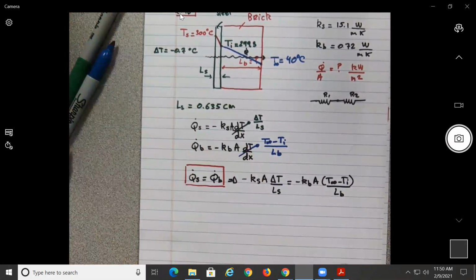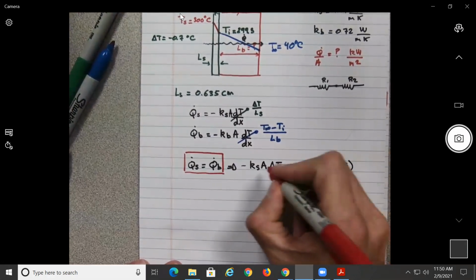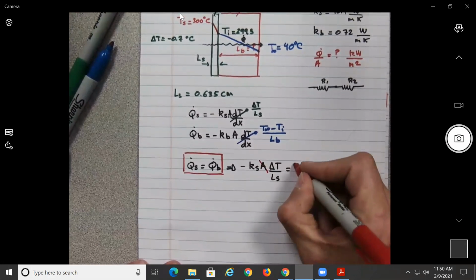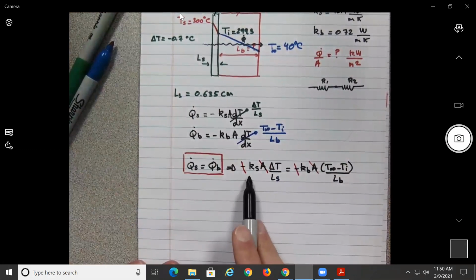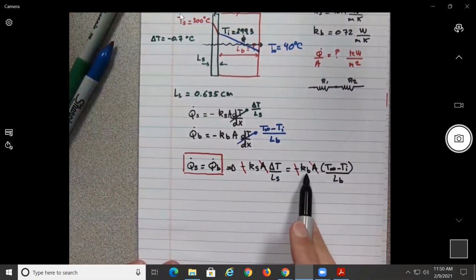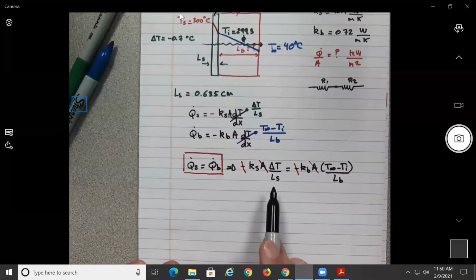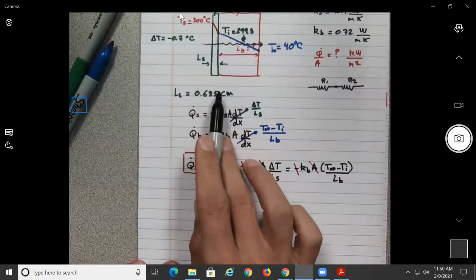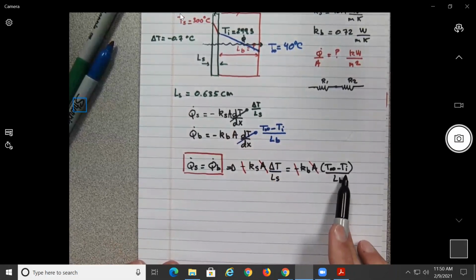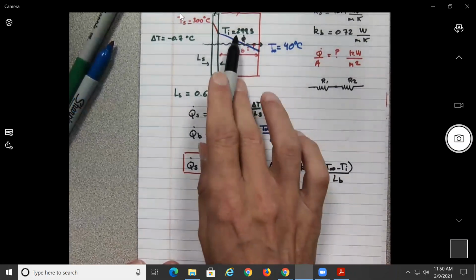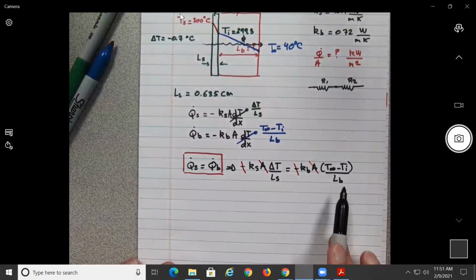So basically, we are almost done with this problem. We just need to solve this equation. You can cancel the A, you can cancel the minus sign if you want. Do we know Ks? Ks is known. Kb is known. Delta T is known, it is negative 0.7, and Ls is known, it is 0.635. T infinity is known, 40. T inside is known, 299.3. We need to solve for LB. The unknown here is LB.